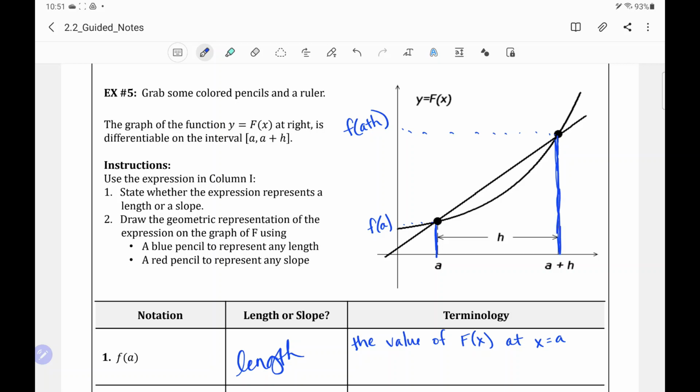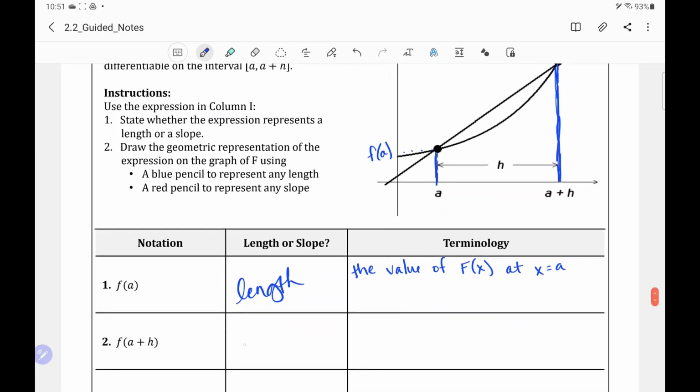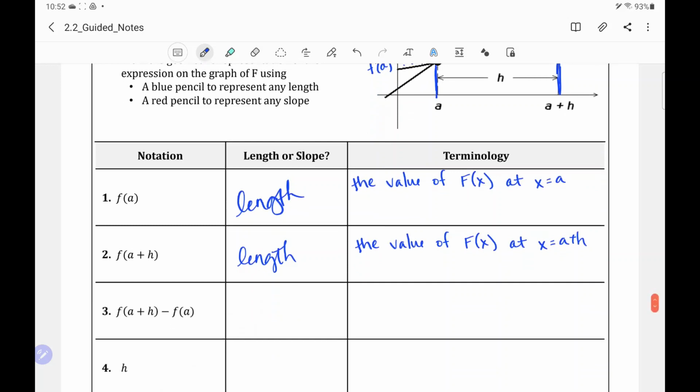Now for some of you, you might be going, yeah, I totally get why they're calling it that. It's not a problem. Sometimes our brains just work differently than each other. I still get the point. The point here is, can we notice what things are related to the derivative? So what is this? This is the value of f of x at x equals a plus h. Here we go, the value of f of x at x equals a plus h. That's easy enough. Let's look at the next one.